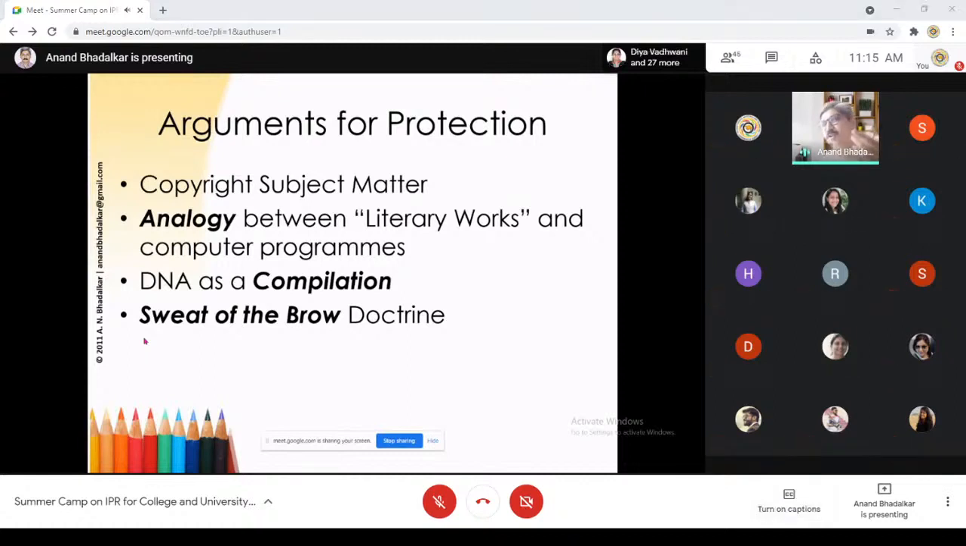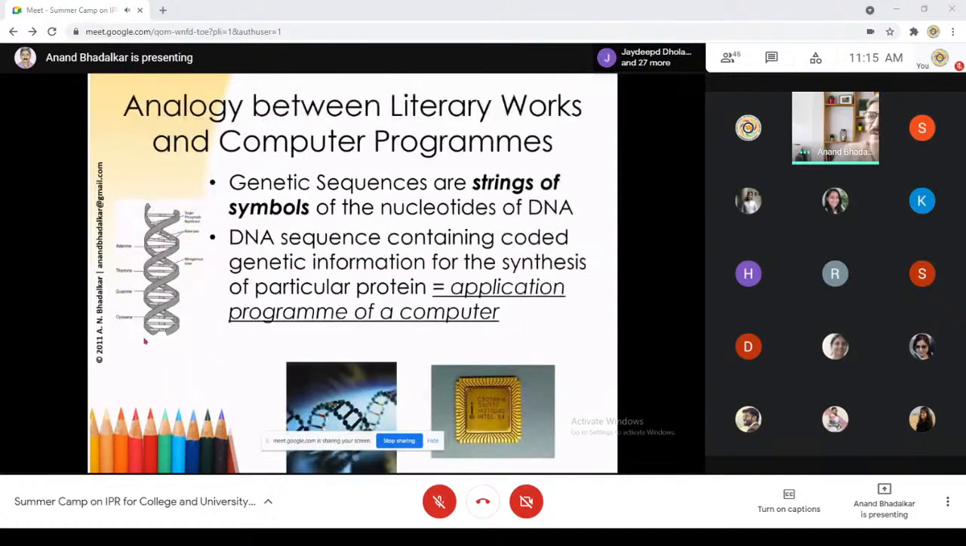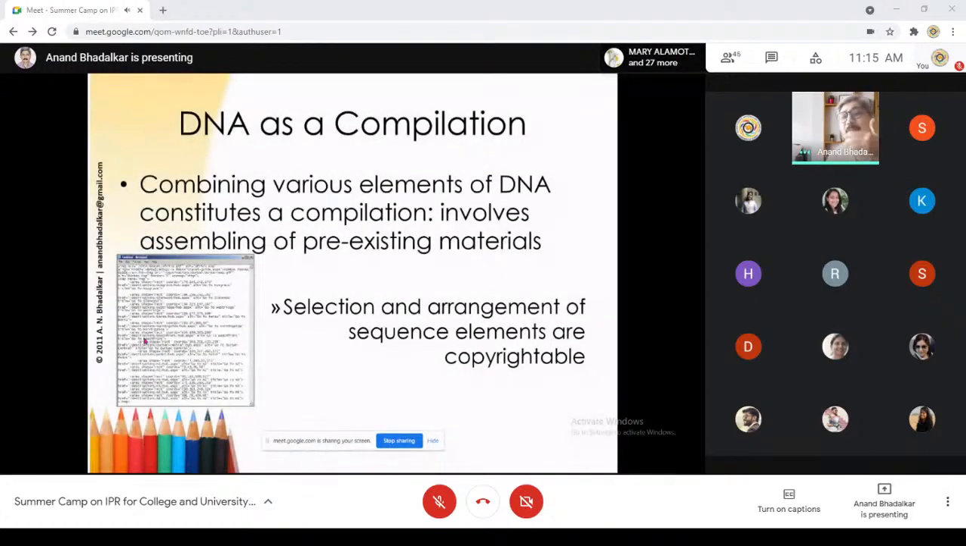So here the sweat of the brow doctrine comes into play: is it merely a compilation? All these aspects come in. In the US there was a lot of discussion about what should be counted as literary, whether it is original or not. For example, my genetic sequence, who owns it? Me, myself, my parents, or the entire society, and so on. A lot of these aspects, but our focus is not on getting into this. Our focus is how do we commercialize it?